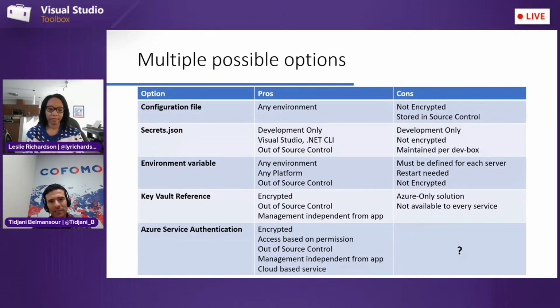Okay, so the first 3 options have a common inconvenience, which is that information is not encrypted. If you want information to be encrypted, you have 2 options: you have a Key Vault reference, and you have Azure Service Authentication. Both have the advantage of encrypting the information. Both have the advantage of keeping the information away from the source control, and they also have the advantage of decoupling the management of the secrets from the management of the application itself.